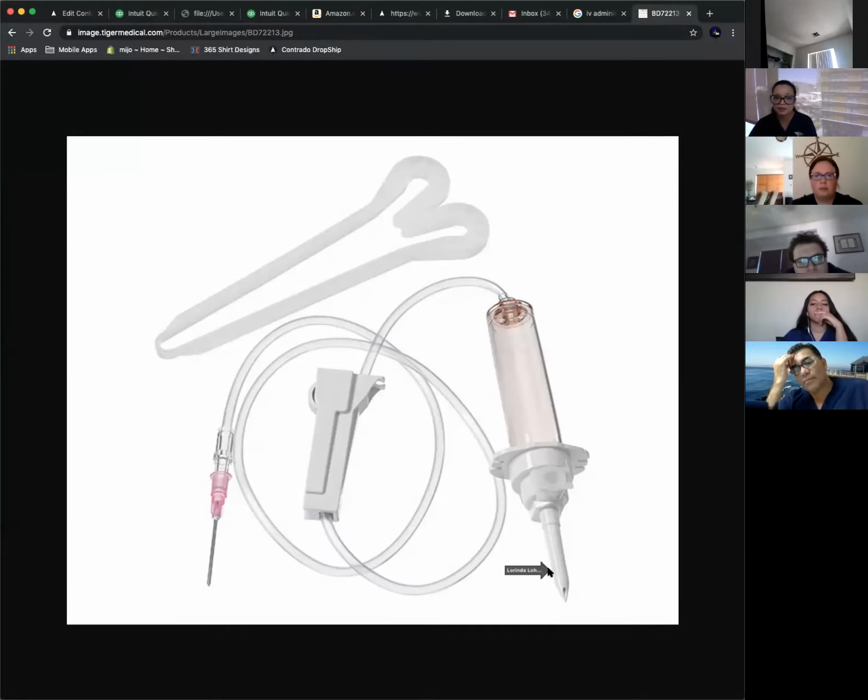Universal spike adapter. Is it this one, Julio? Yes, it is. That's the spike. Okay, drip chamber. Where's my drip chamber? That's the cylinder part over there. Drip chamber. Okay, flexible tubing. Julio? Yeah, that's the flexible tubing.